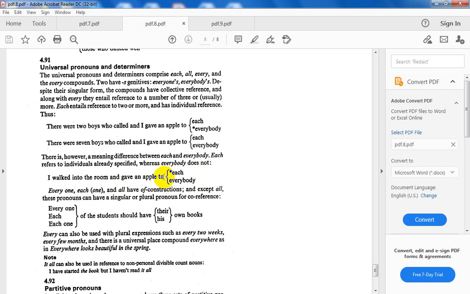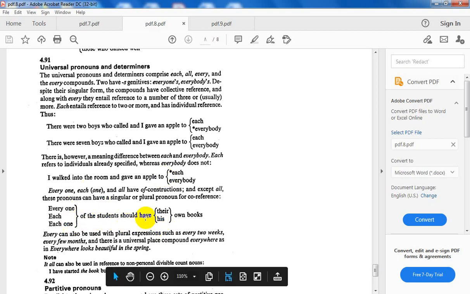Everyone, each one, and all have of construction, and except all, these pronouns can have a singular or a plural pronoun for co-reference. Every one of the students should have their own books. This is co-reference. Each one of the students should have his or their, either plural or singular. Again, every can also be used with plural expressions such as every 2 weeks, every few months, and there is a universal place compound here, everywhere, as in everywhere looks beautiful in the spring.